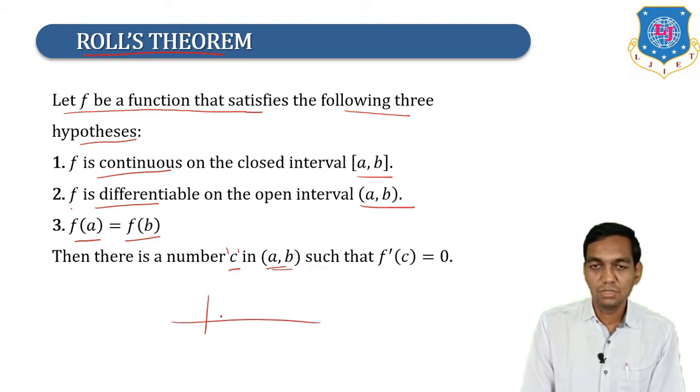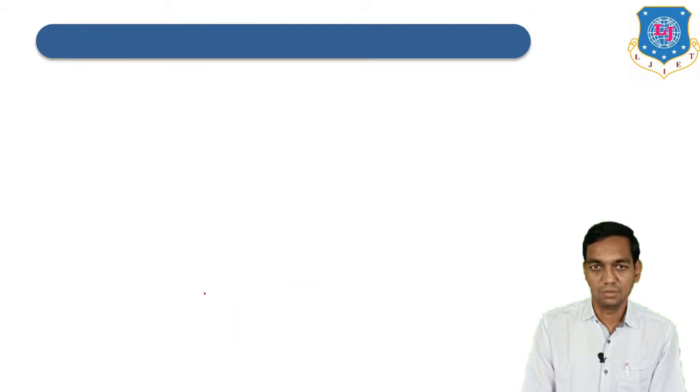Now, if you check the geometrical interpretation, you have such a type of curve. This point is A, this point is B, and this is a continuous curve. It is differentiable, as you can find the derivative, the tangent, at any point, and the values f(a) and f(b) are the same. Then in between these two you have one point where f'(c) is 0. That means you have a tangent where the slope of the tangent is 0, that means a tangent parallel to the x-axis. This is the geometrical interpretation of Rolle's theorem.